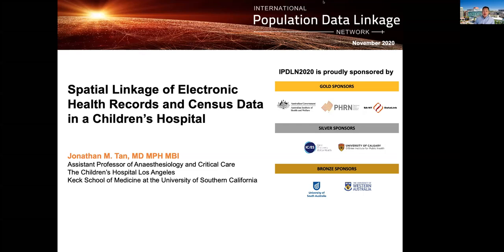Hello, my name's Jonathan Tan, and I'm a pediatric anesthesiologist at the Children's Hospital of Los Angeles and the Keck School of Medicine at the University of Southern California. And I'm really excited to be able to present to you today our work on spatial linkage of electronic health records and census data in a children's hospital.